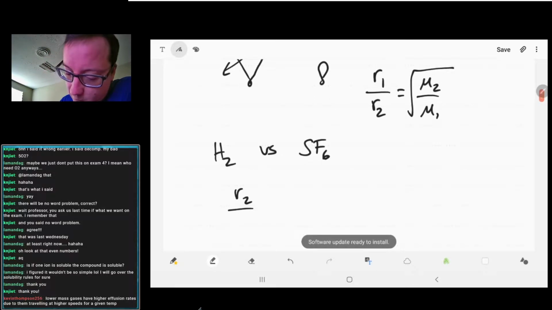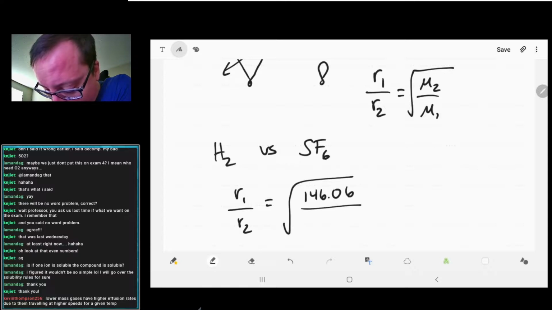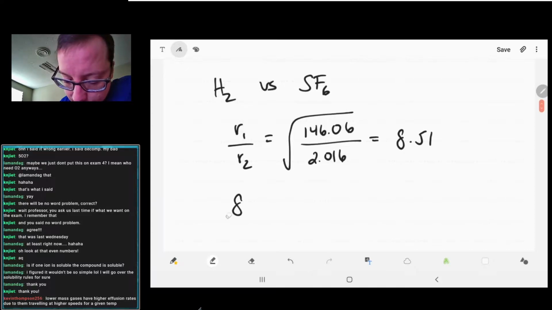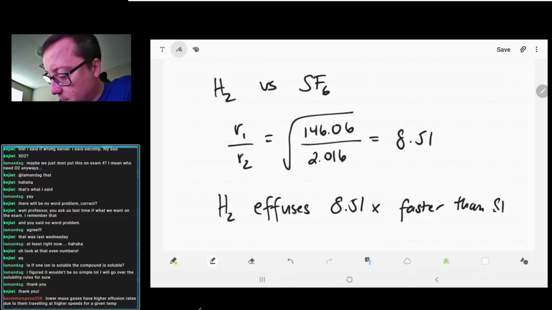So whatever the rate is, we can just find the proportion of them. Let's see what the mass of SF6 is going to be. It is 146. And hydrogen, of course, is 2.016. So 146.06 divided by 2.016. Square root that, and it is going to be 8.51. So that means H2 effuses 8.51 times faster than sulfur hexafluoride.